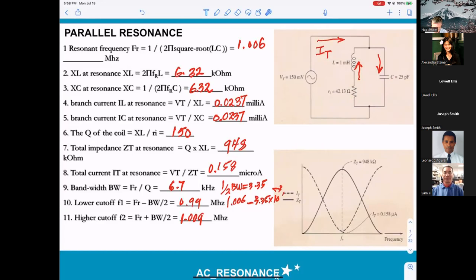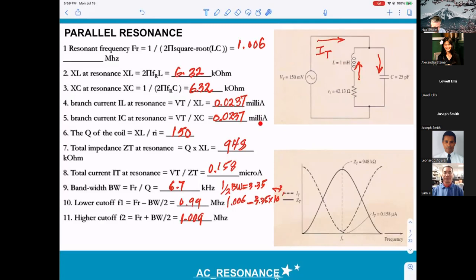Okay. And in my calculation, I get 0.0237 milliamp. This is the current value. 0.0237 milliamps. Okay, thank you. So number four, number five, both the same.